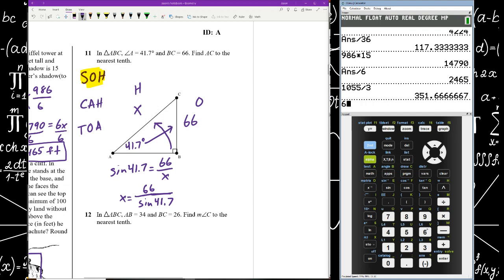And we just type in 66 divided by sine 41.7. Alright, with this, we get our final answer of 99.2.